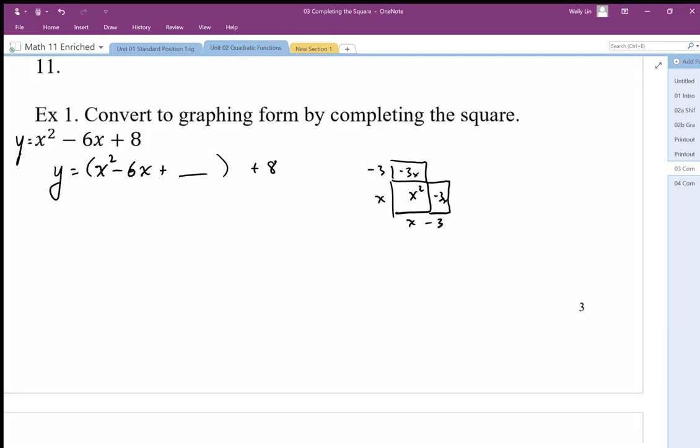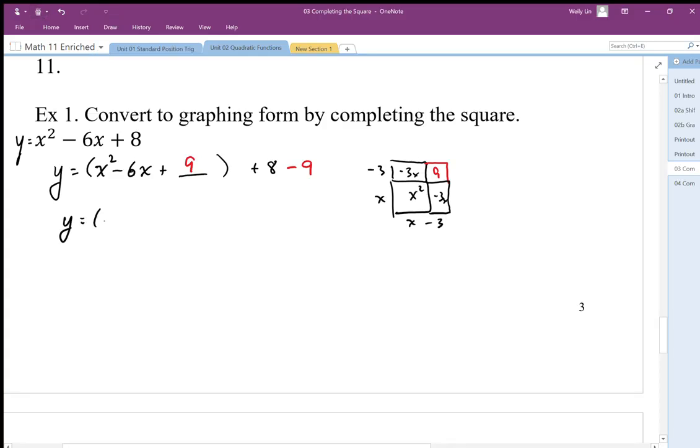I need to take half of the middle, or -3 and -3, and finish off that square. So that's going to be a +9 to complete that square. Now, I'm not balanced at this point, so I have to balance this quadratic off. I have to balance that with a -9. I've added one +9, so I have to balance it with one -9. Now that it's balanced, I'm all okay.